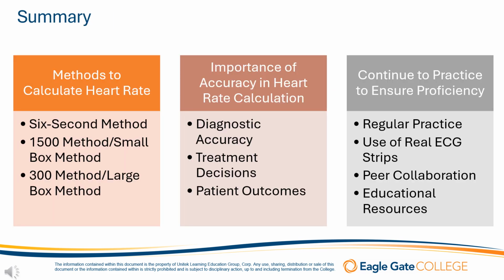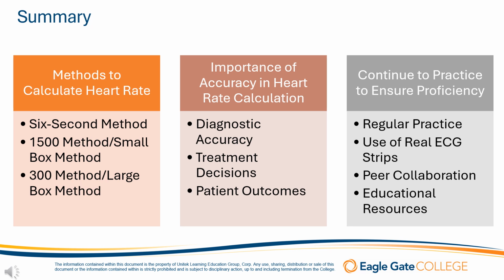Let's do a quick recap. The 6-second method, where we count the number of QRS complexes in a 6-second ECG strip and multiply by 10, is straightforward and very useful for both regular and irregular rhythms, and gives a quick estimate of the heart rate. Its simplicity and ease of use make it a practical choice in many clinical situations.